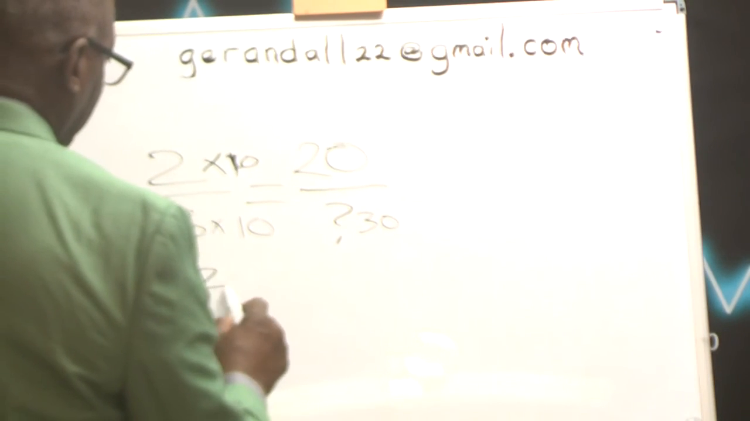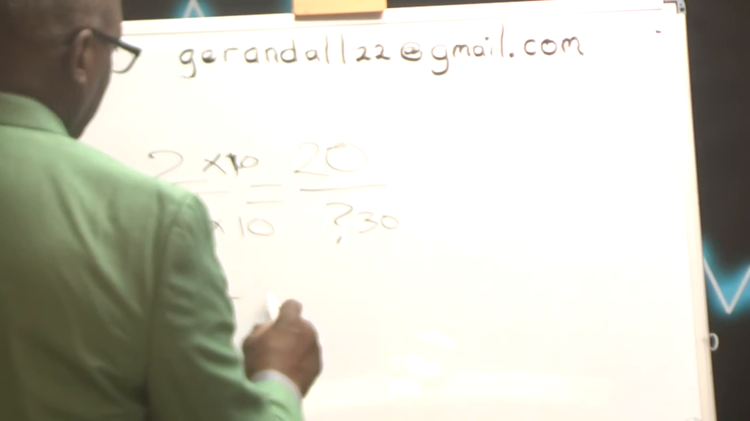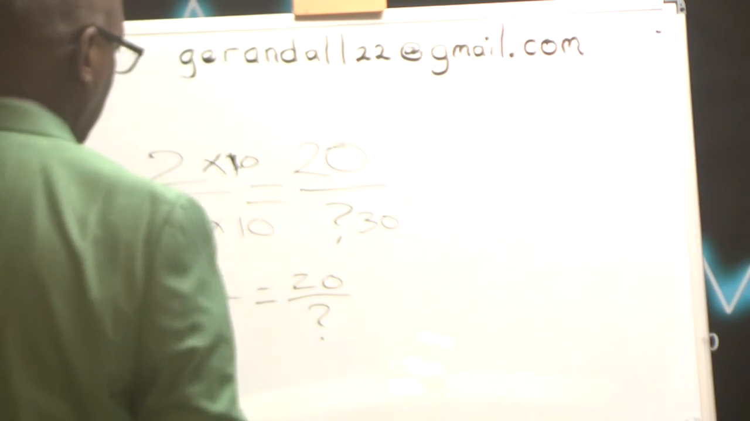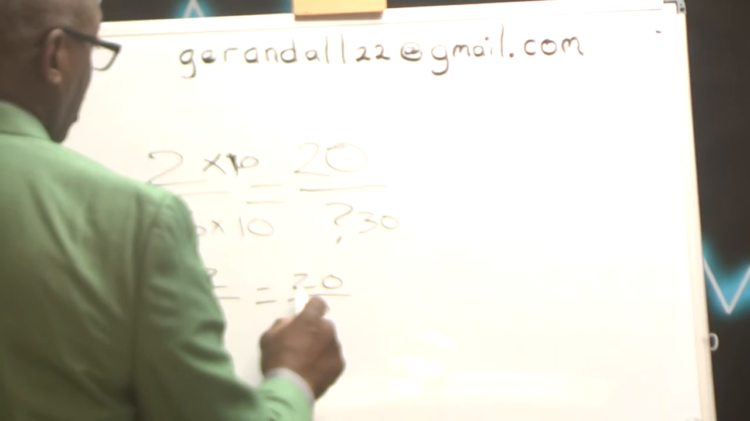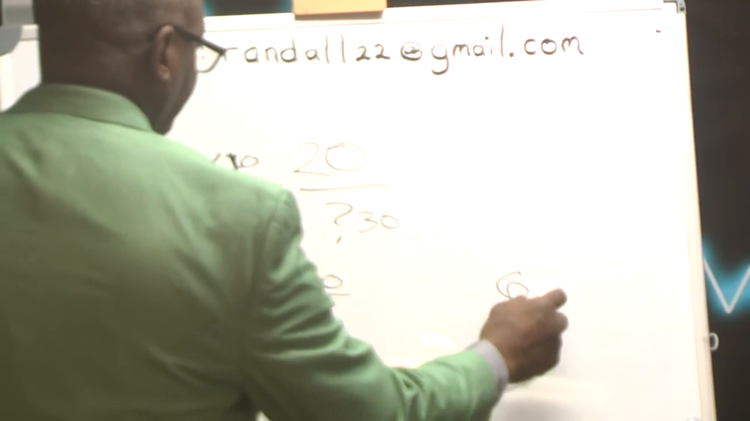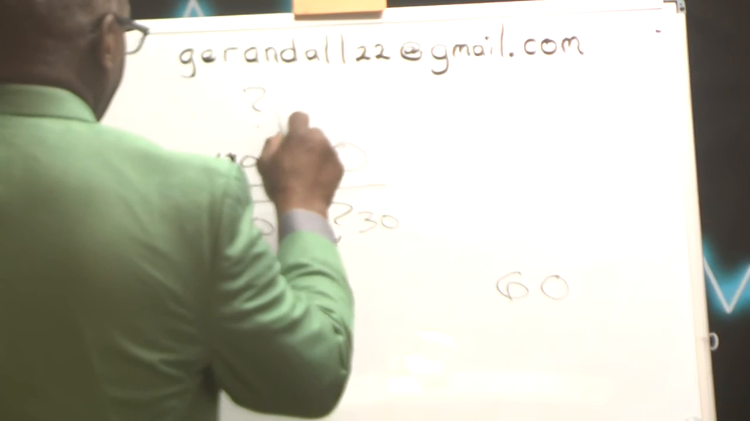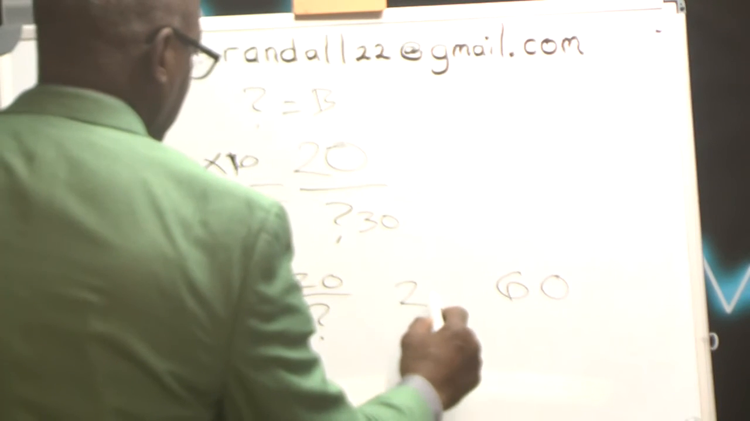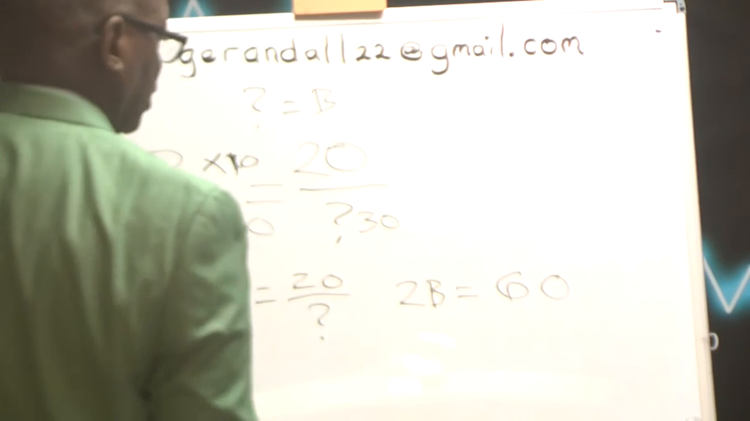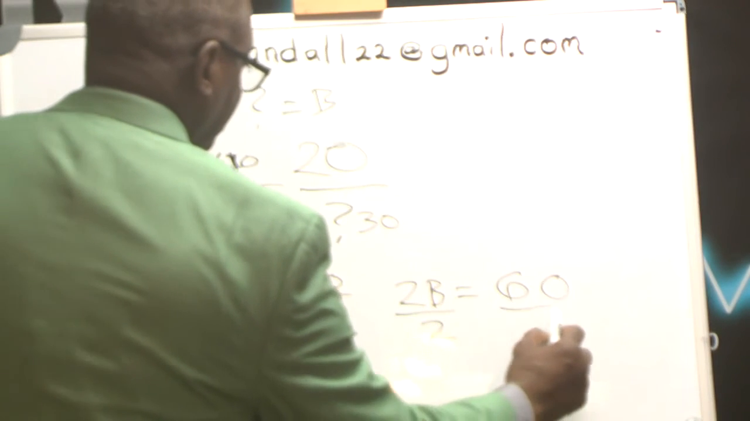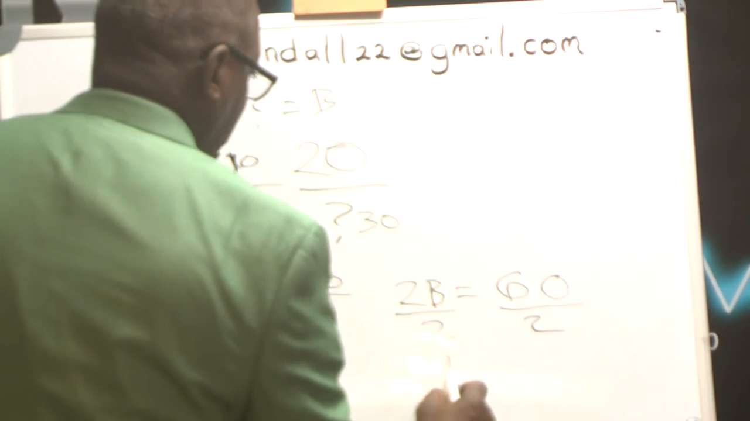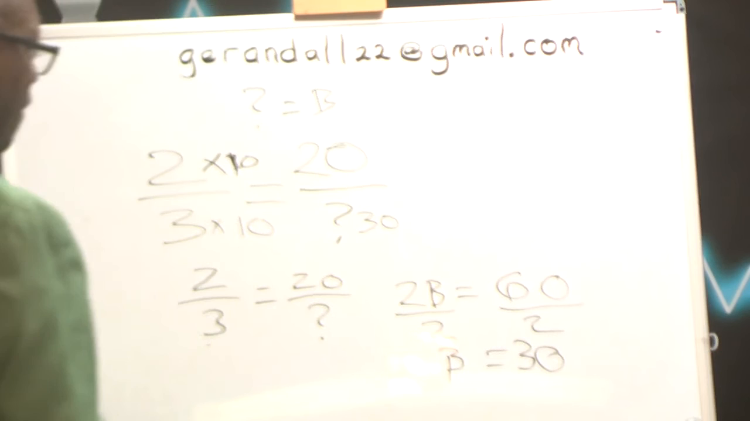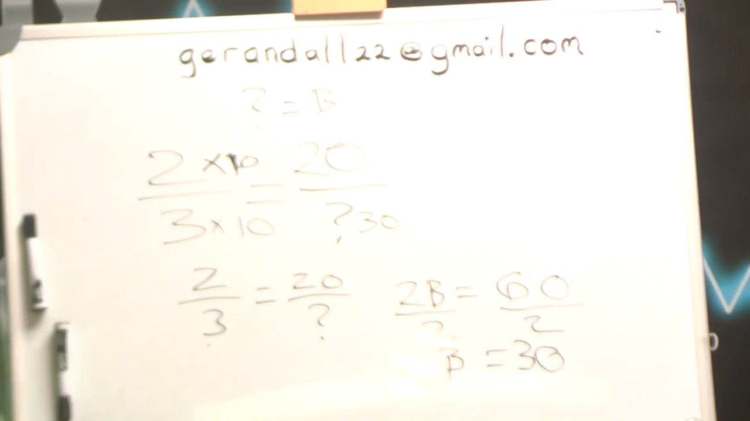However, we also want to look at this. Three times 20 is 60. And we're going to give that question mark a variable of b. And then 2 times b equals 60. We're going to divide by 2. And b equals 30. That's the way to solve a proportion.